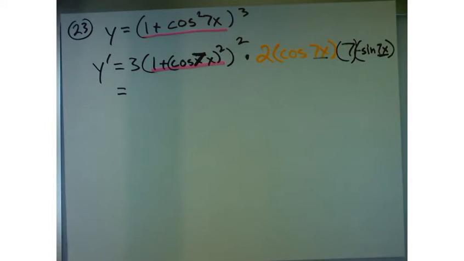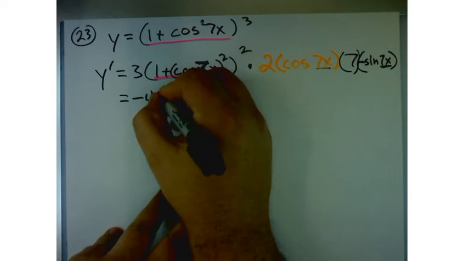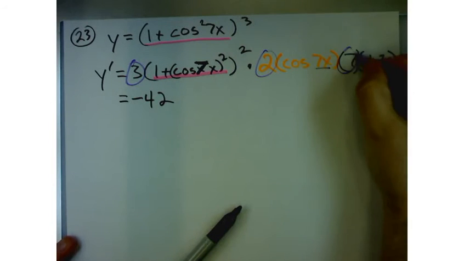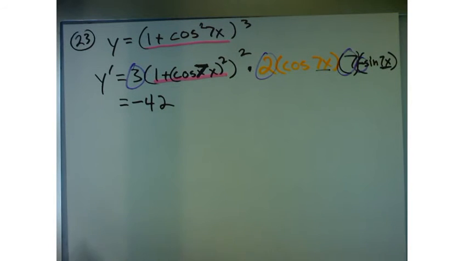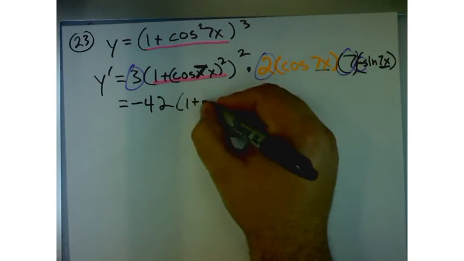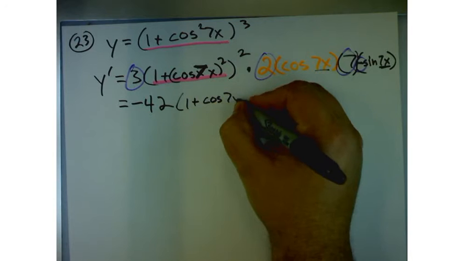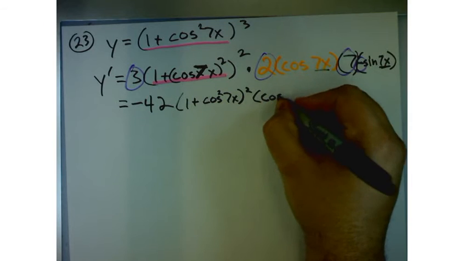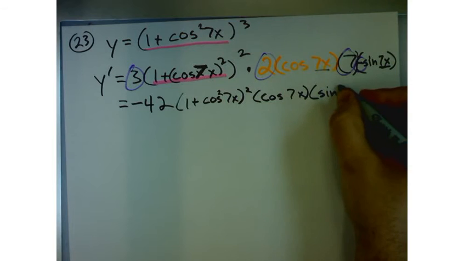Sorry, trying to read it out of my notes and write it down. So I've got a negative times 7 times 2 times 3, which is negative 42. Where I got the negative 42 from is I said 3 times 2 times 7 times negative 1. And then I can't really clean it up too much, so I'm going to have 1 plus cosine of 7x squared times cosine of 7x times sine of 7x.